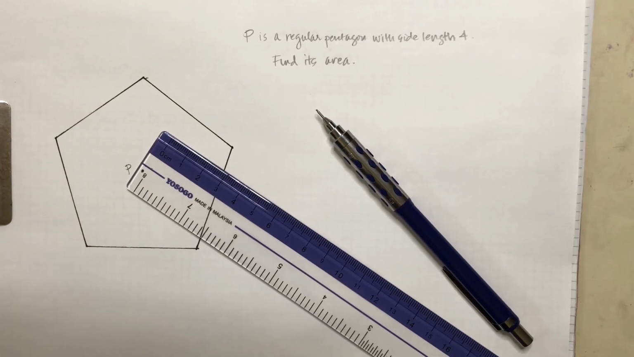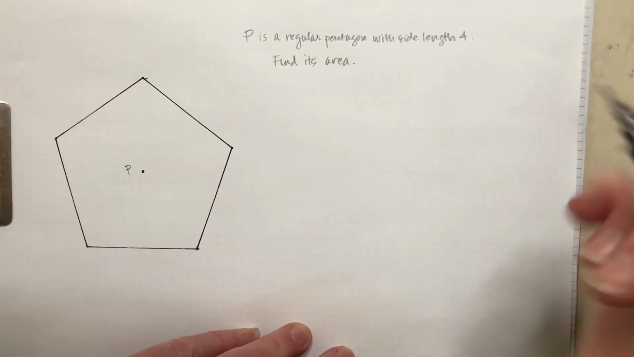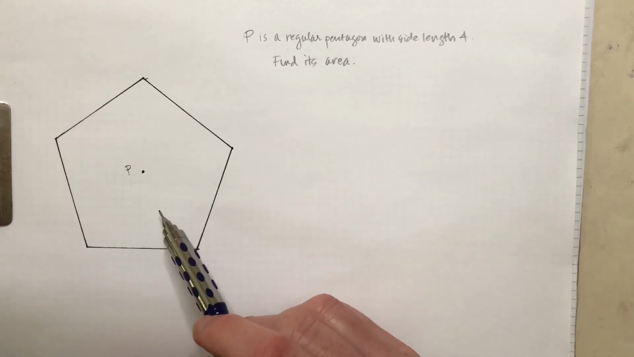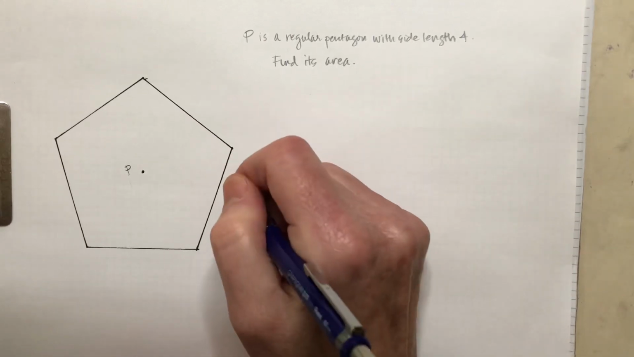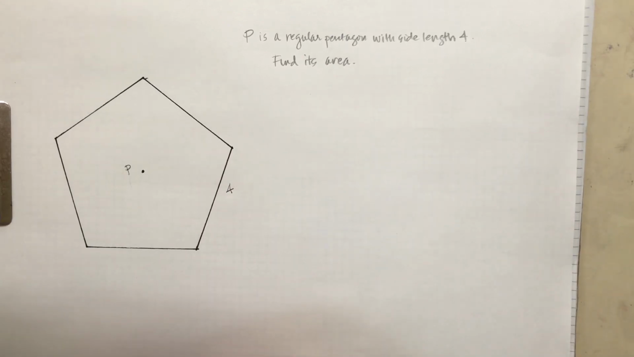Hi everyone, in this video I'll show you how to find the area of a regular polygon when all you are given is the side length. For this example we're going to use a pentagon with side length 4. So here we have pentagon P with side length 4, and that's all we're told about it. But using some of our knowledge about triangles and also a bit of trigonometry, we can find the area.